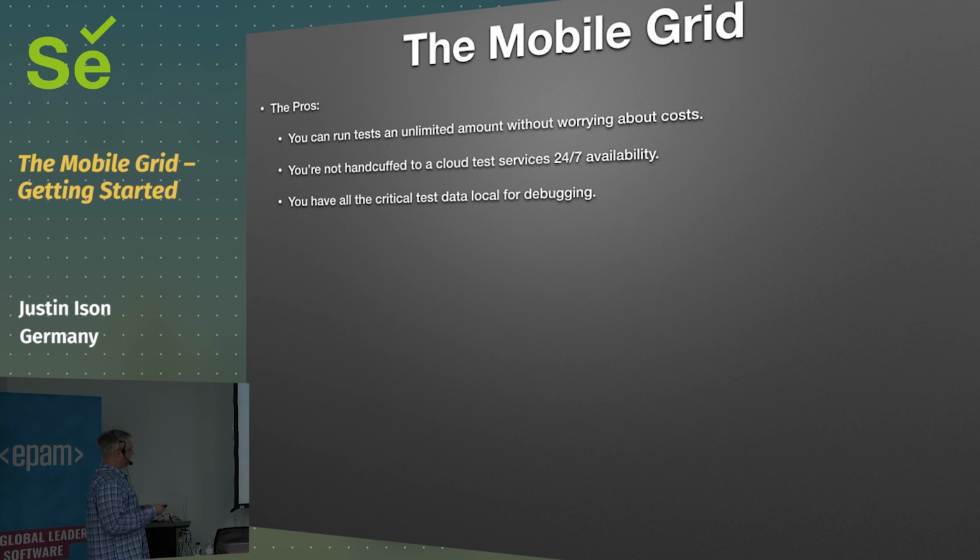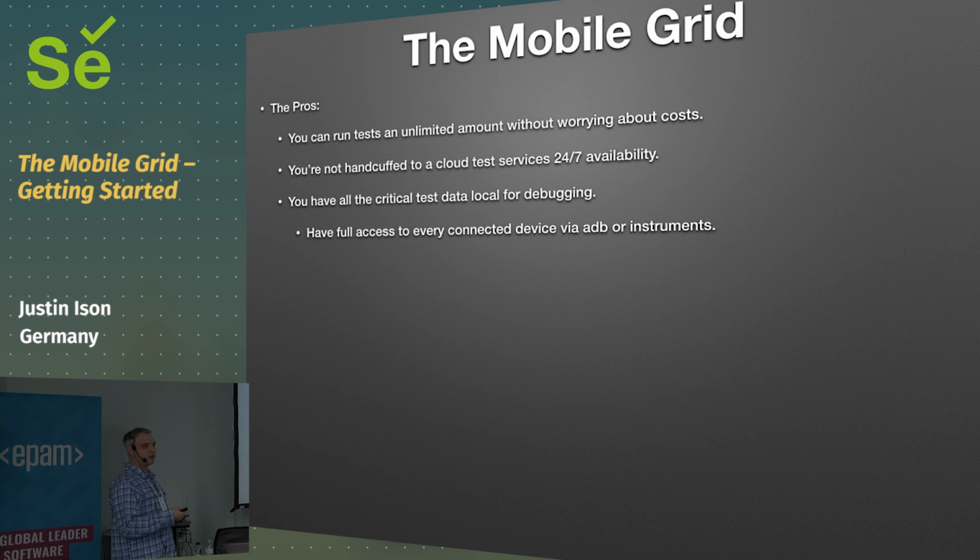You have all your test data local for debugging. So if you were testing on the cloud and one of their devices just reboots or just has some issues, you would have no idea why. All you would know is your test failed, but you wouldn't really know why, unless you maybe got some good reports from them, but not all of them give that information. But if it was local, you could actually go on the device, see that it has problems, and put on logcat or log in for instruments and see what's going on.